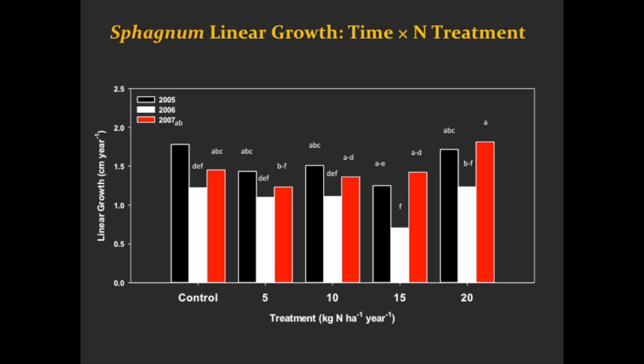As you can see here, the y-axis is the linear growth in centimeters. The x-axis is the nitrogen treatment groups, and each bar is a measurement year over three years. What you have here is a significant two-way interaction. Basically, the response of linear growth to nitrogen depends on the time of sampling. We see decreased linear growth in 2006 and relatively recovered growth in 2007. So something is going on with time, and this pattern is consistent throughout most of the measurements.